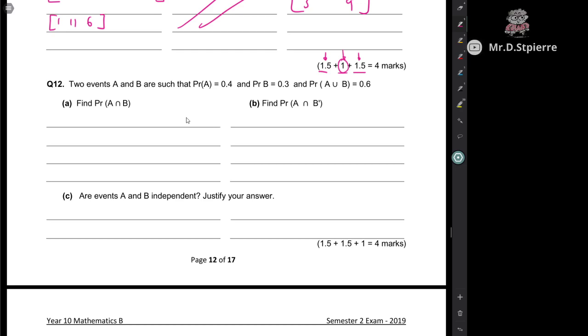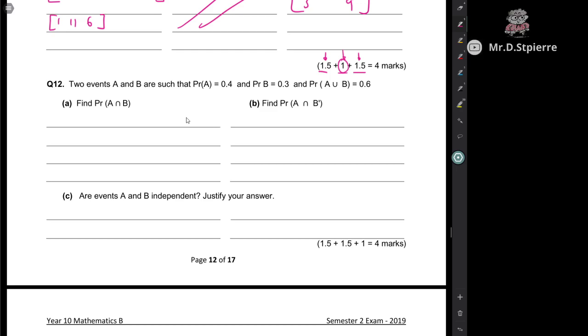So part A is looking at using the addition rule. Part B will be maybe making a two-way table first to help us find that intersection, and then checking if events A and B are independent. That's just knowing what conditions would hold if something is independent and then being able to check that. So find the probability that A intersect B.